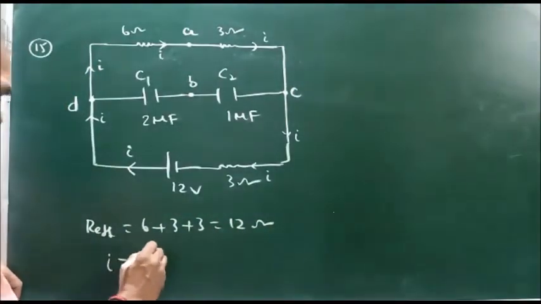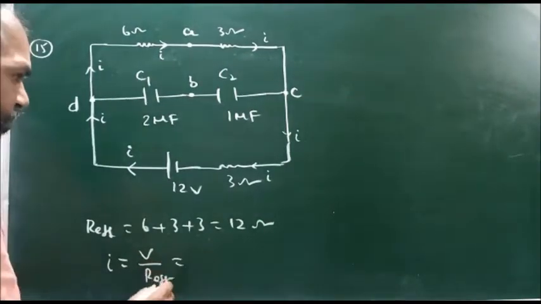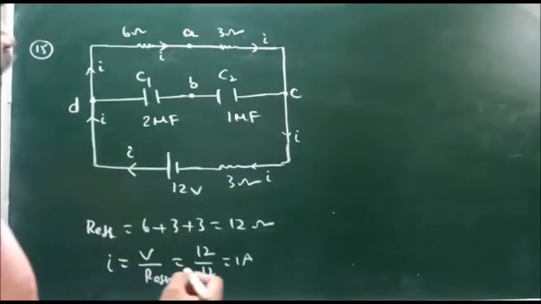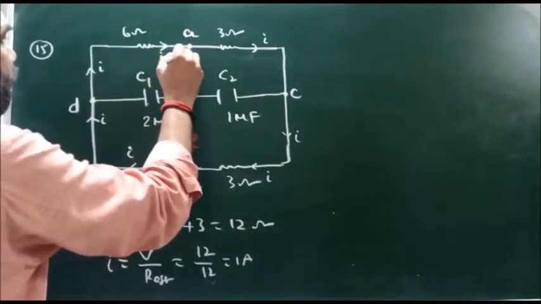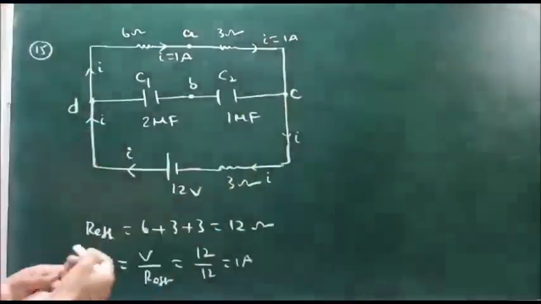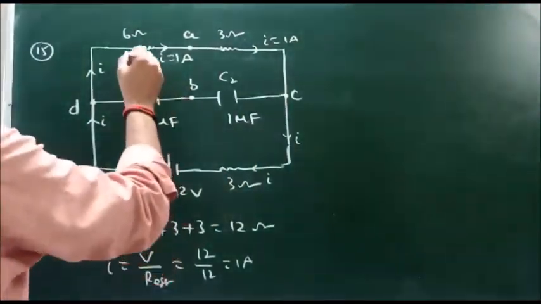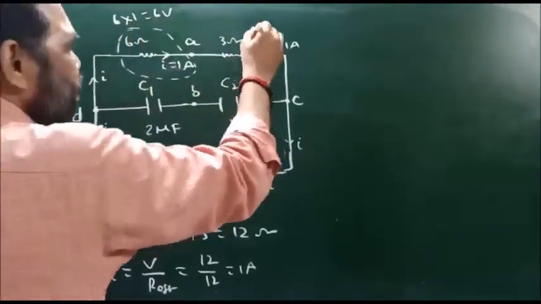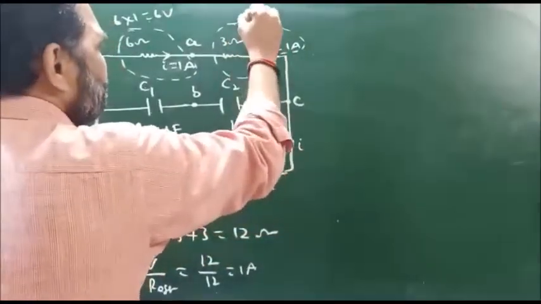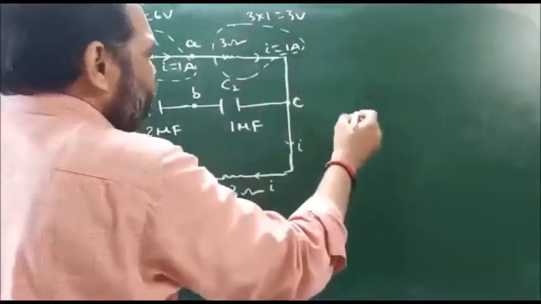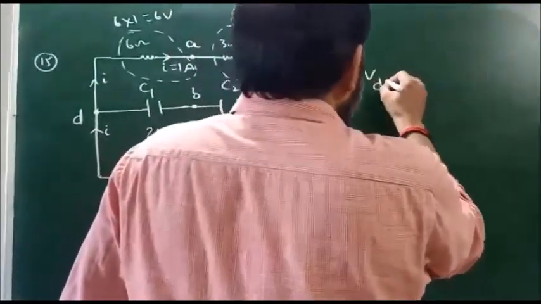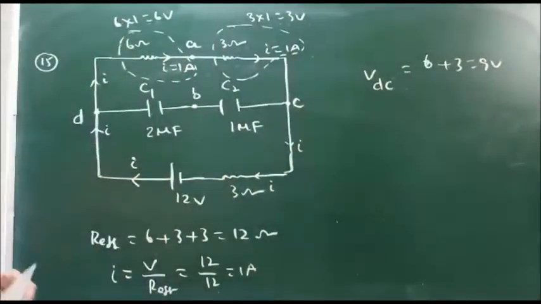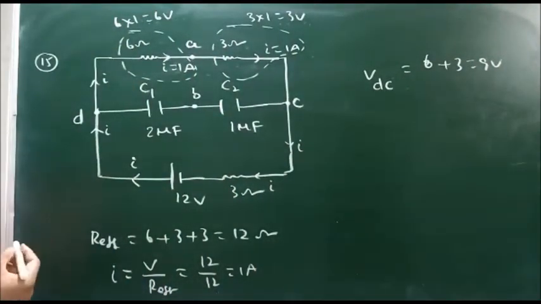Therefore, the current coming from the battery is equal to the applied potential difference by the effective resistance, that is 12 by 12, which is 1 ampere. Now, if 1 ampere current is traveling through this, in between D and C I require the potential difference. Here on 6 ohms, the potential difference is 6 into 1, which is 6 volts. Here on 3 ohms, the potential difference is 3 into 1, which is 3 volts. Therefore, the potential difference between D and C, VDC, is 6 plus 3, equal to 9 volts. Therefore, the potential difference across the branch DC is 9 volts.